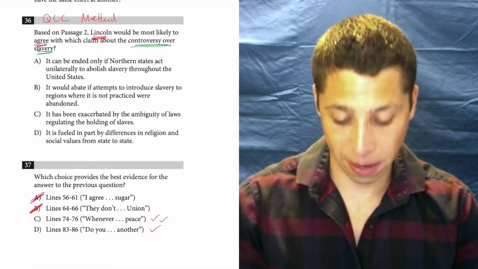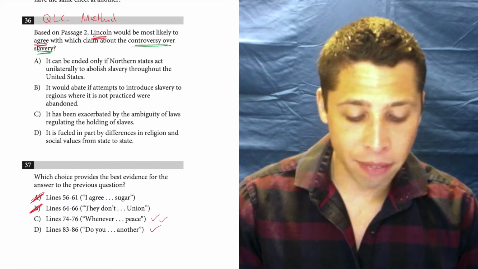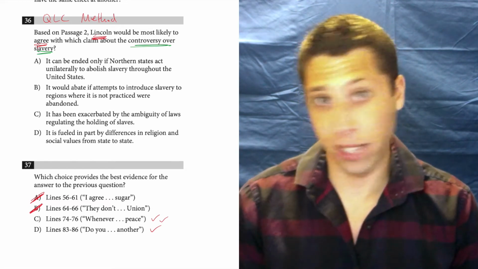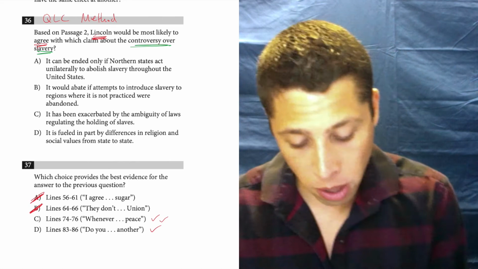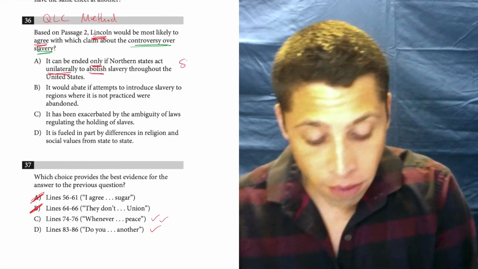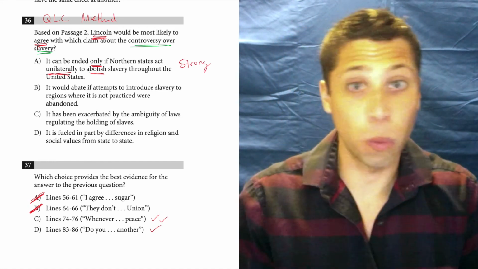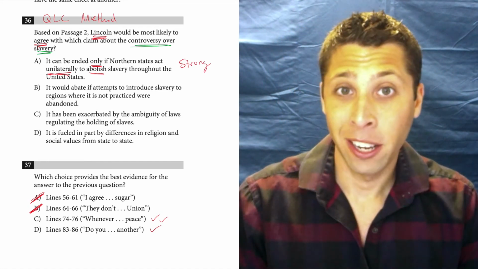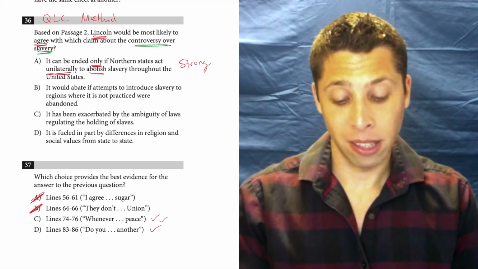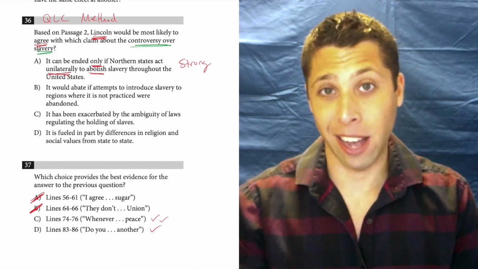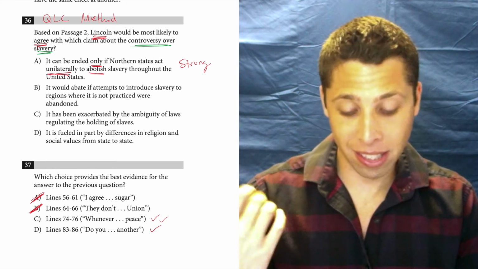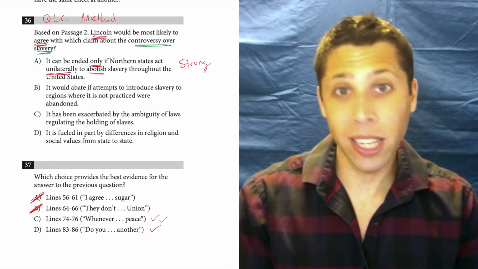So choice A. It can be ended only if northern states act unilaterally to abolish slavery throughout the United States. Whoa, whoa. Only abolish unilaterally. Lots of very strong words here. Words that need to be backed up by the passage. Now, maybe they're backed up by history. Maybe we remember that Lincoln led the North against the South, which rebelled, and ended slavery. And that sticks in our mind and makes us think that that's what he thinks right here in this moment.